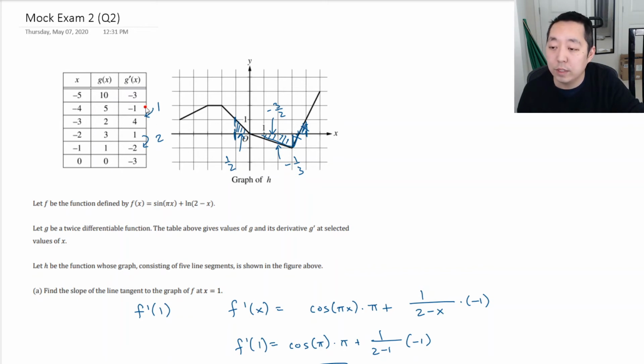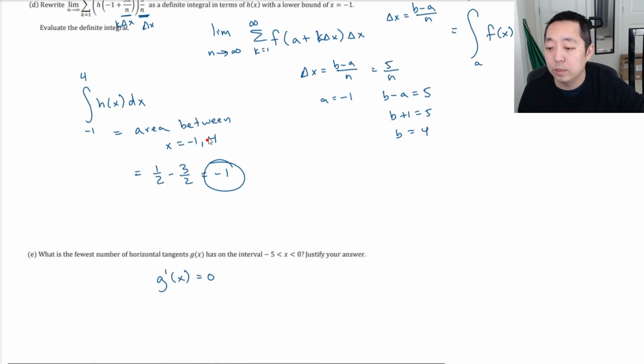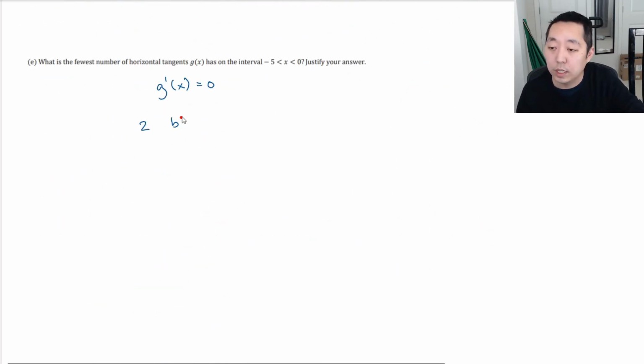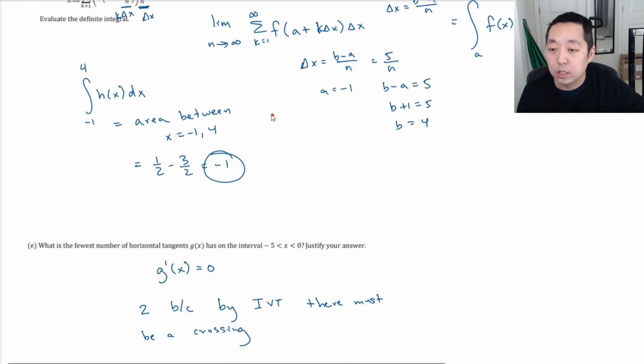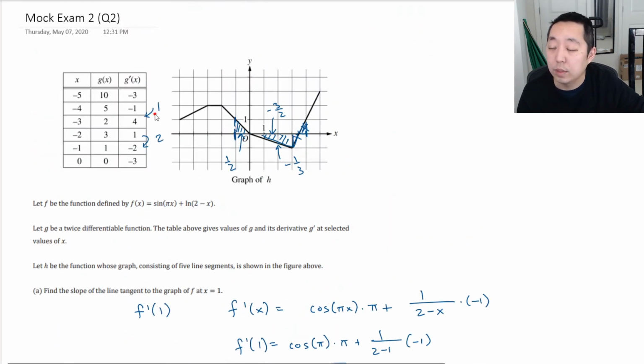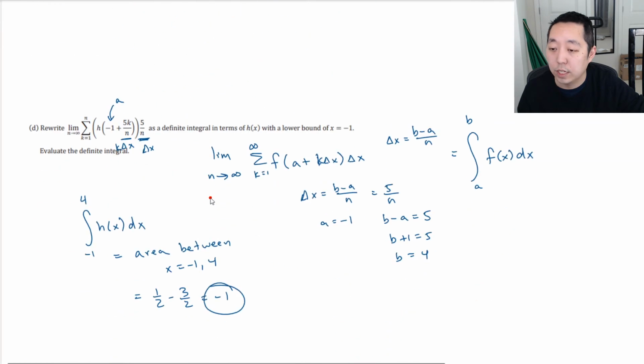So the intermediate value theorem says anytime I had a 0 crossing. So I would have 2 at the minimum. So 2 because by IVT, there must be a crossing. You should probably write the whole IVT, a crossing between, I'm sorry, g prime of x, horizontal tangent. I'm doing g primes, g prime between negative 4 and negative 3, and negative 2 and negative 1.